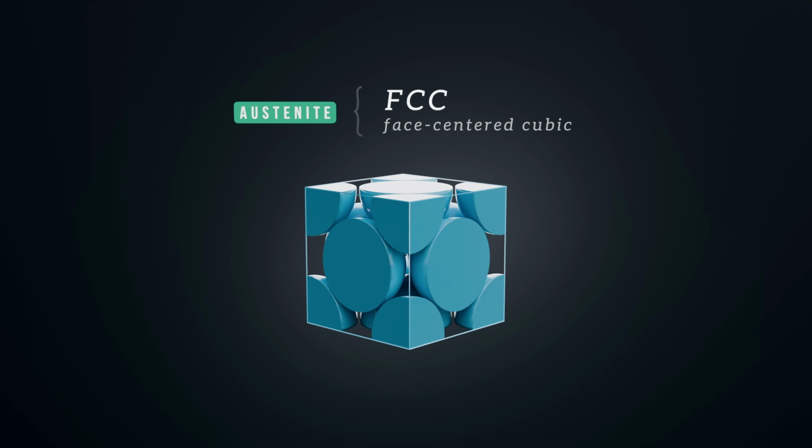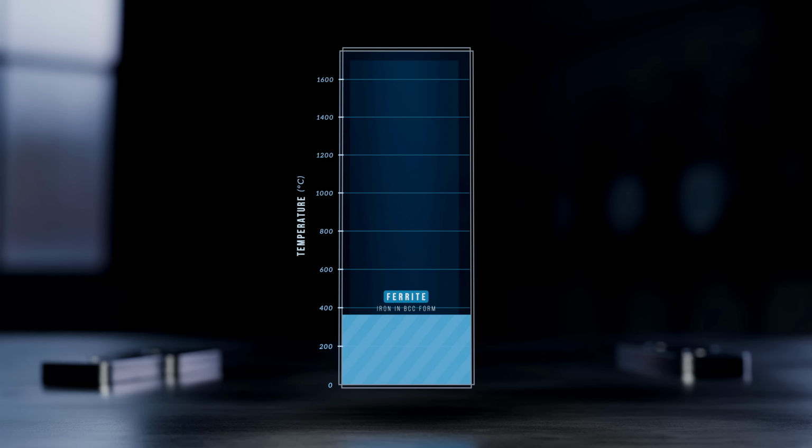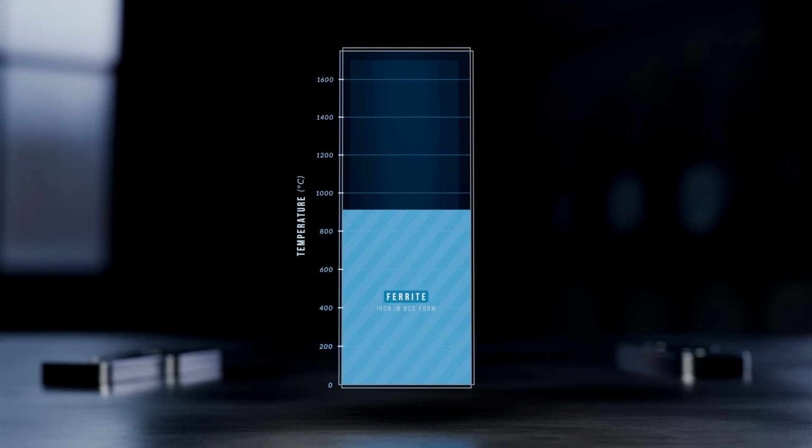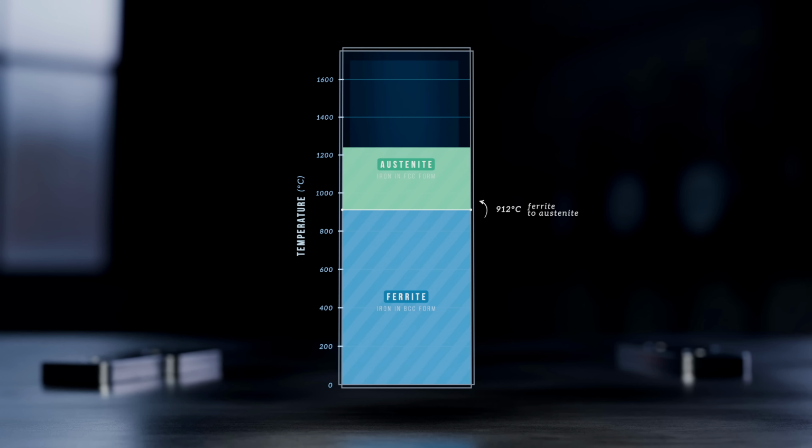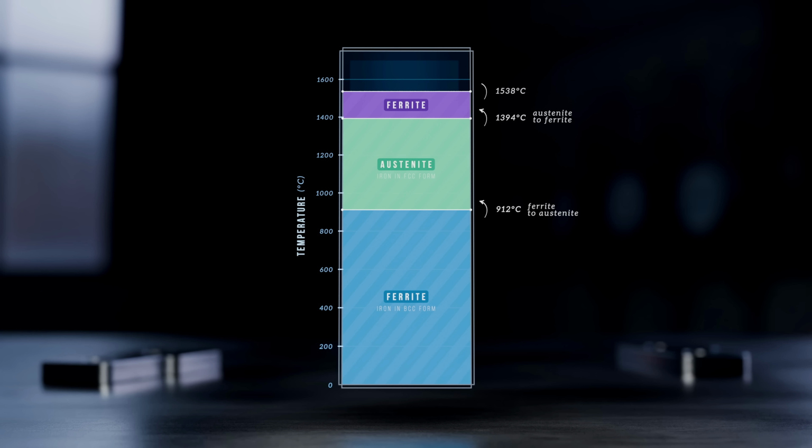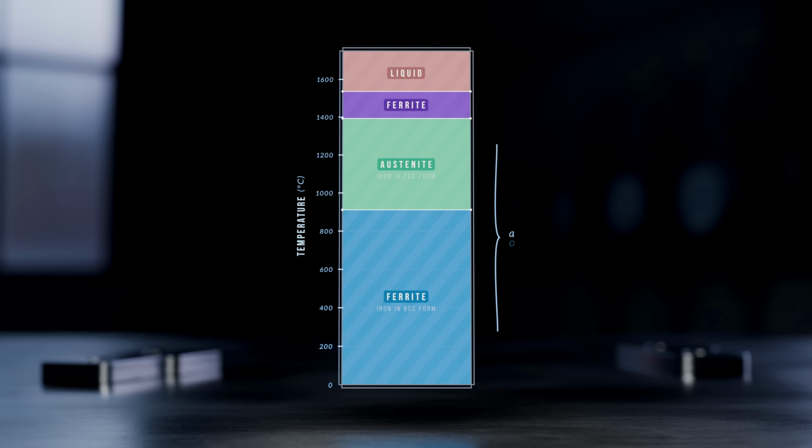Let's visualize the phase transformations of iron on a graph. The ferrite to austenite transformation happens at 912 degrees. As temperature keeps increasing, iron changes back to ferrite at 1394 degrees, before melting to a liquid at 1538 degrees. These different solid phases are called allotropes of iron, and for convenience, a Greek letter is assigned to each one.